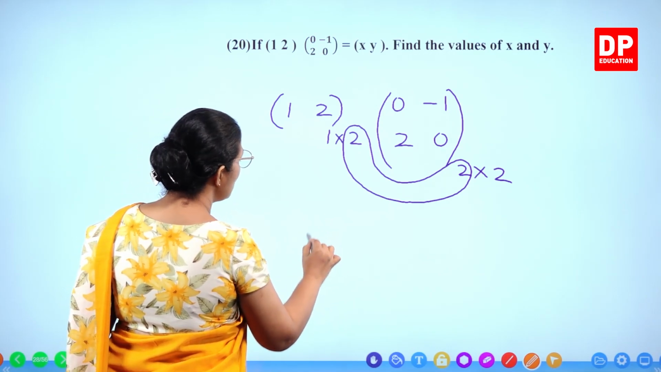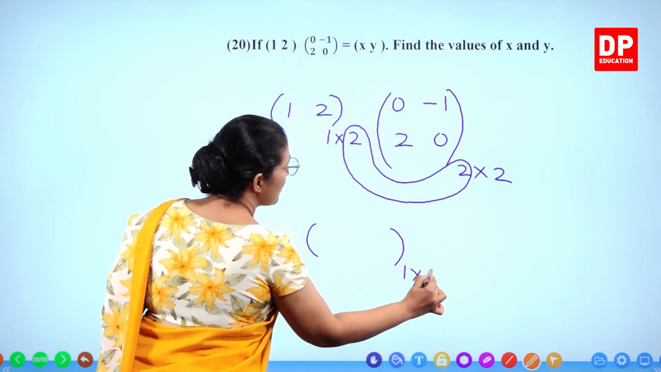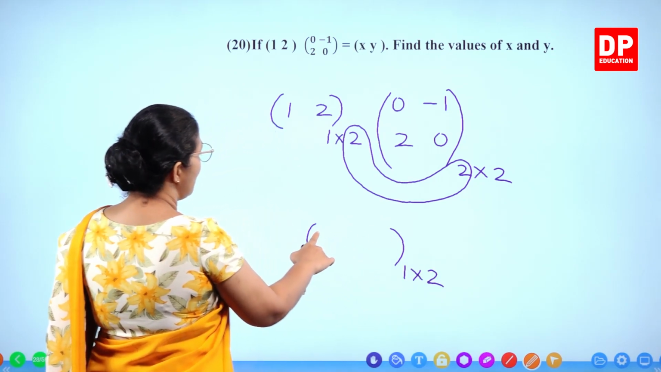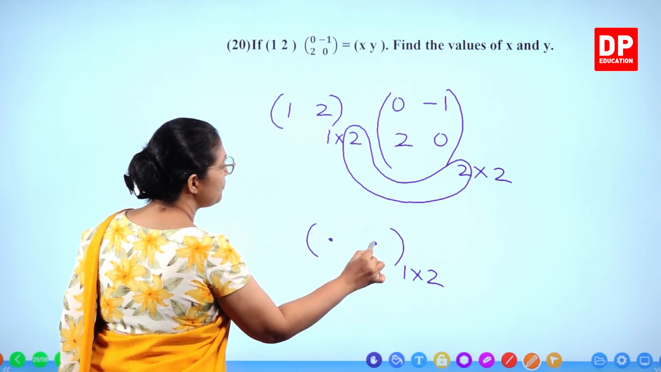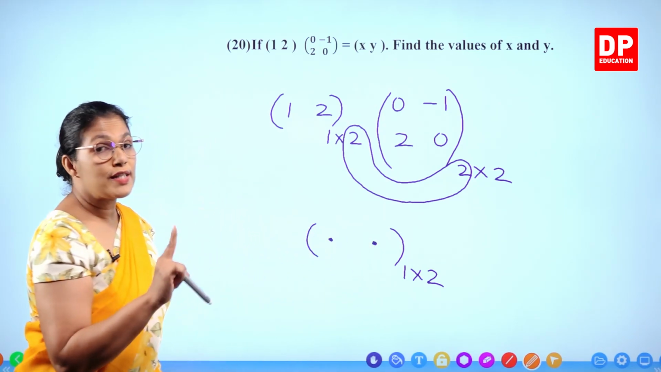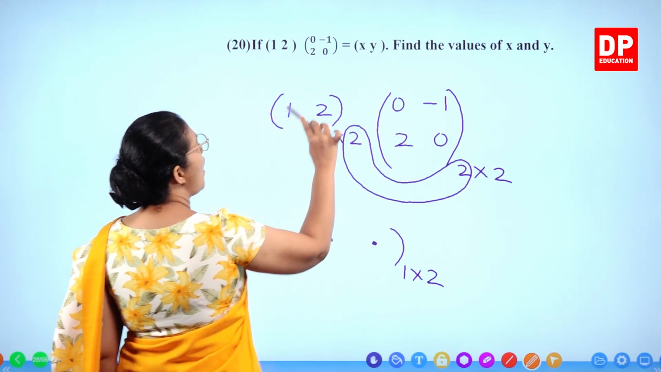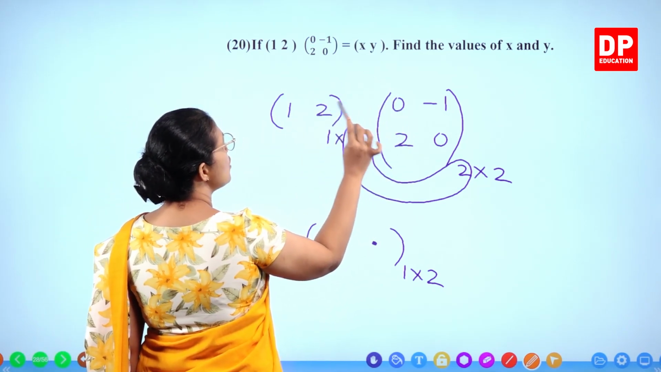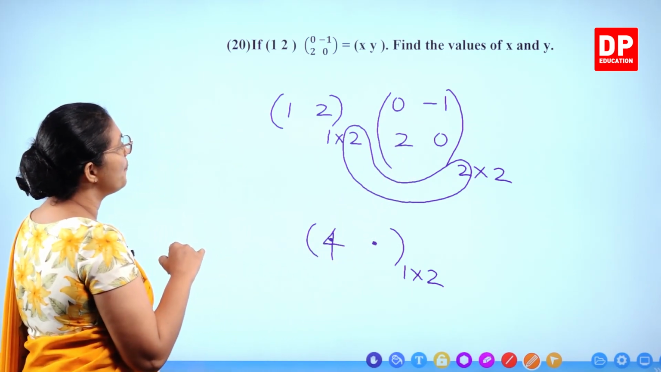You get 1 by 2. So 1 by 2 means 2 values. Here, one is x and the other one is y. So how do you get this one? First row, first column, you have to multiply. 1 with 0, that's 0. 2 times 2, 4. When you add those two, you get 4.